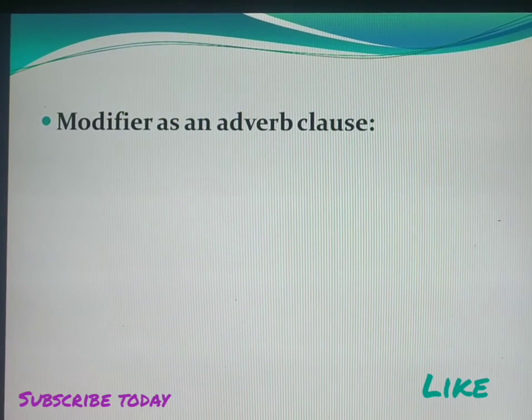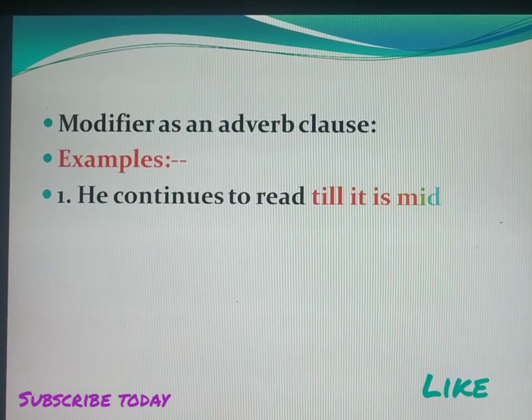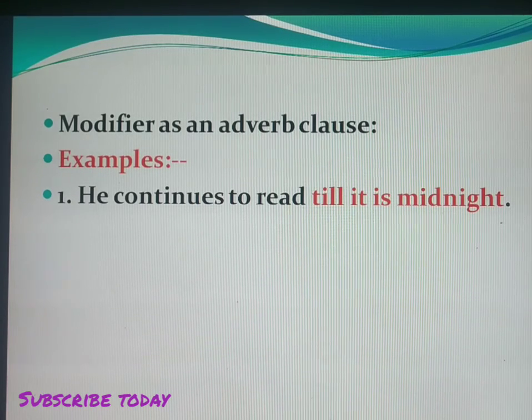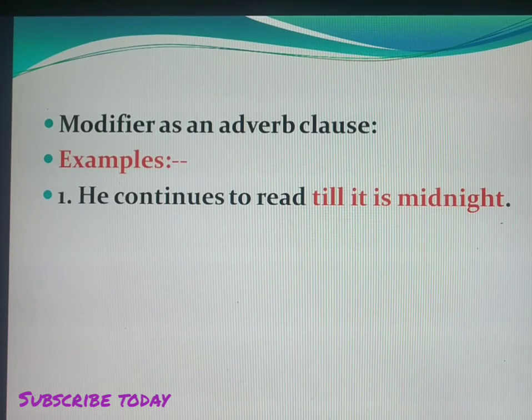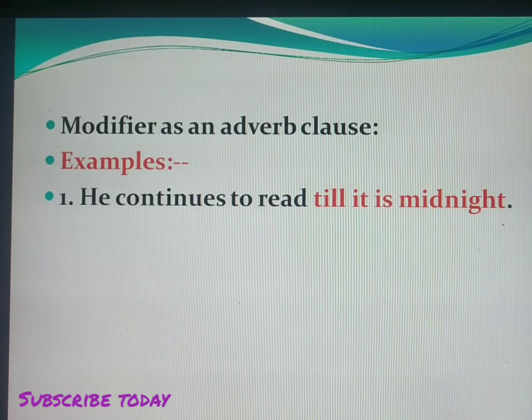Adverbial clause works also as a modifier. Examples: he continues to read till it is midnight. This adverbial clause tells us something about his work. He continues to read how long? Till it is midnight. So it answers the question how long. So it is a modifier of his action. He is continuing to read.